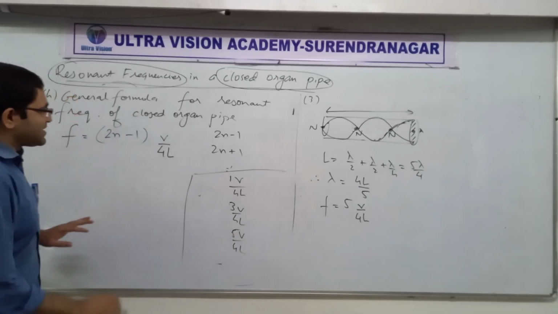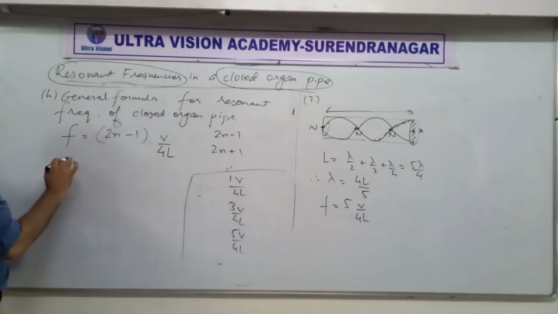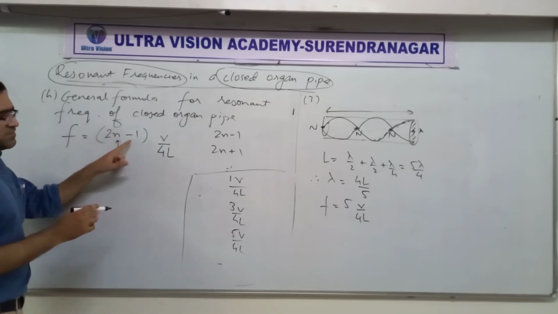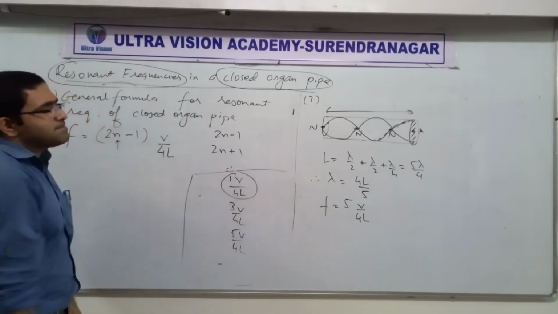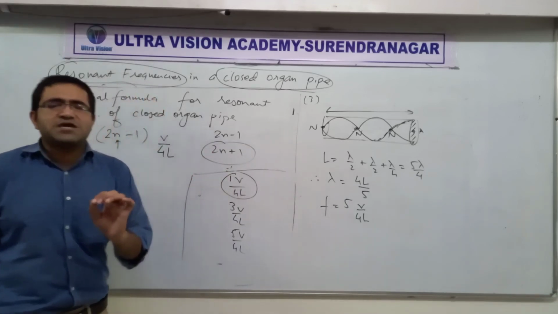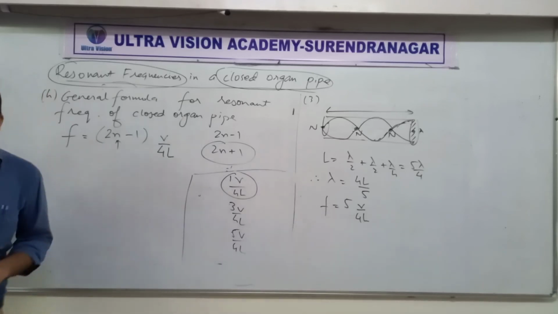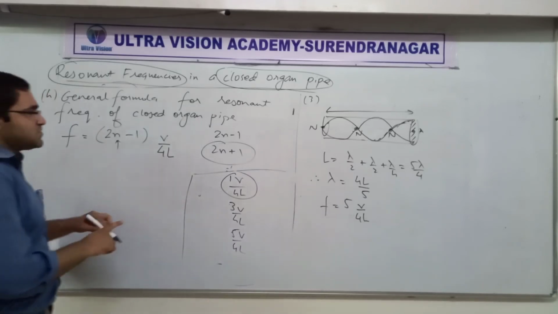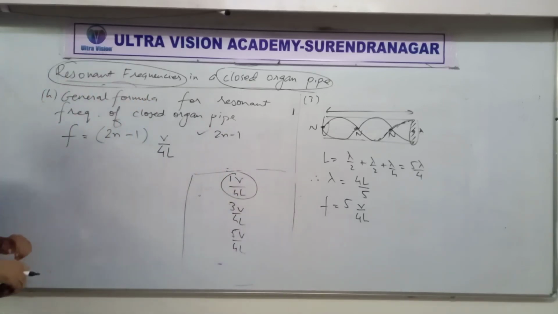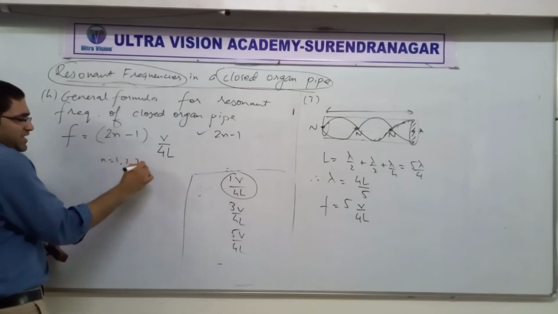Simple idea. If you want to deal with the first case, then you just put n equal to 1. 2 into 1 is 2, 2 minus 1 is 1, so 1V by 4L. Okay? So I am going to use 2n minus 1. Again, using 2n plus 1 is also correct, but the meaning will change a little bit. You have to be careful if you want to use 2n plus 1. So 2n minus 1 V by 4L, where n is an integer 1, 2, 3 and so on. You can't put 0 here.